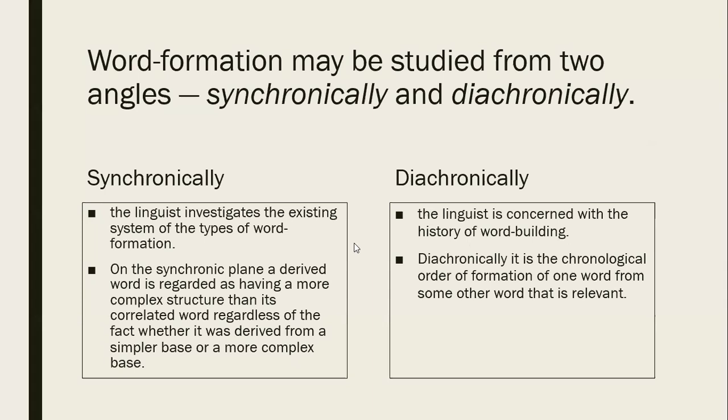Word formation may be studied from two angles, synchronically and diachronically. Synchronically, the linguist investigates the existing system of types of word formation. On the synchronic plane, a derived word is regarded as having a more complex structure than its correlated word, regardless of the fact whether it was derived from a simpler base or a more complex base.